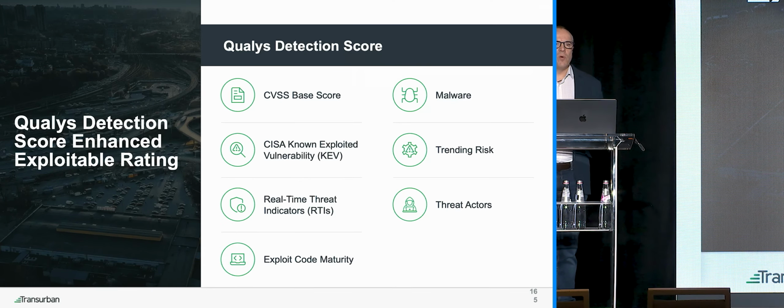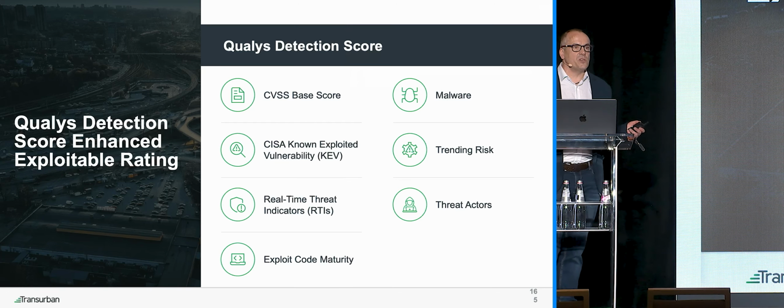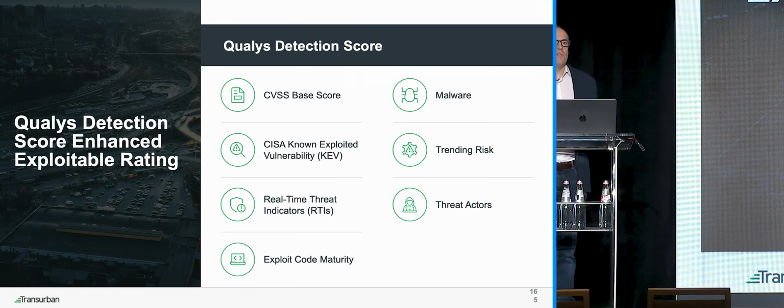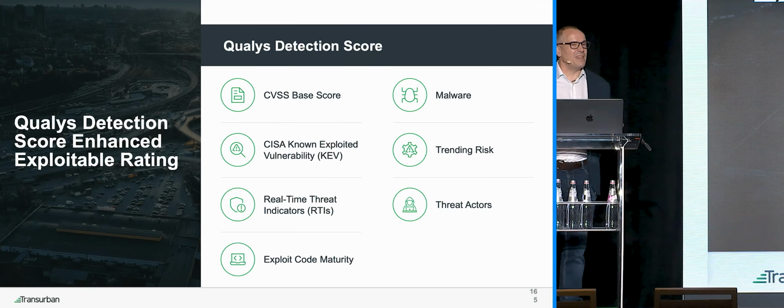So Transurban had a problem. We'd been using the CVSS version 3 score for quite a long time. And maybe like you, we had high numbers of high critical vulnerabilities. We had 65% rated high critical. And we were keen to take advantage of the QDS score, which has the enhanced exploitable ratings for vulnerabilities. With 65% high critical, we were saying everything's critical, but in reality, if we're saying that, then nothing's critical.